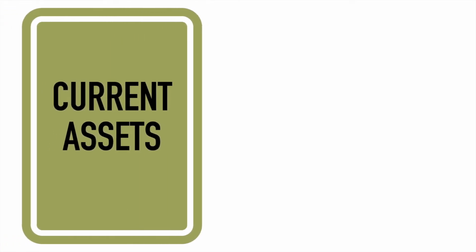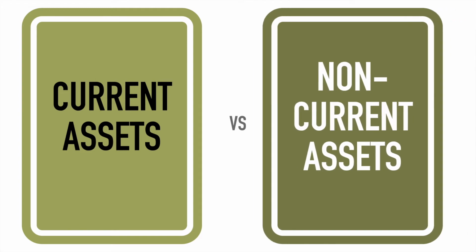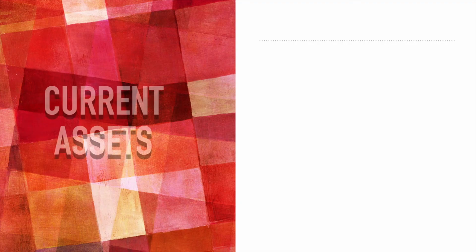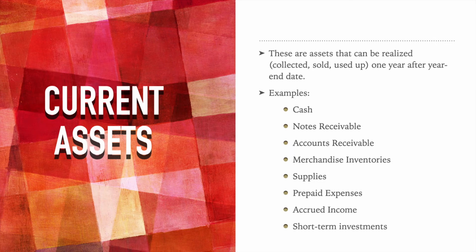So, we also have to learn na merong classification yung assets. It could be current assets and the non-current assets. So, what are the differences between the two? The current assets, these are assets that can be realized, collected, sold, used up 1 year after the year-end date. So, sabi dito, ito yung mga pag-aari ng business na pwedeng makolekta, pwedeng mabenta, at pwede lang magamit after 1 year after the year-end date.